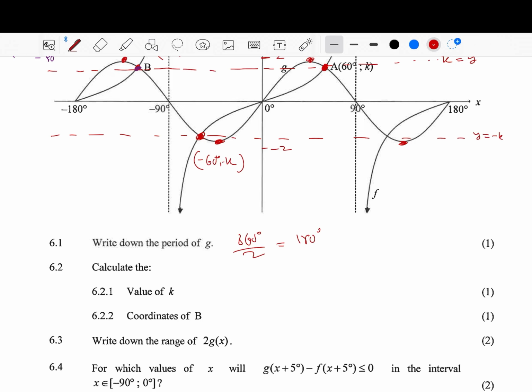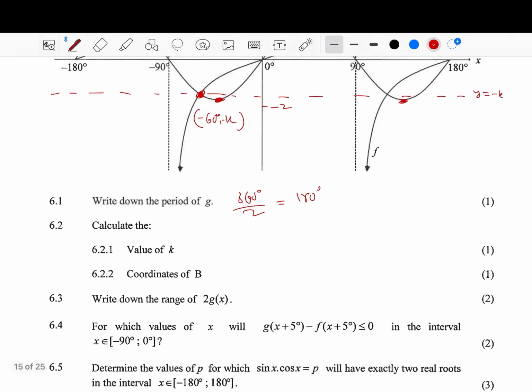And then, if you don't understand this, please let me know. I'm happy to revise this one with you.